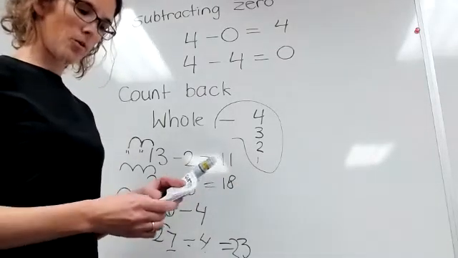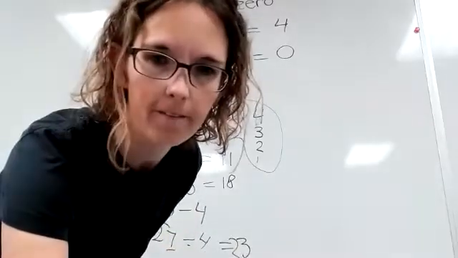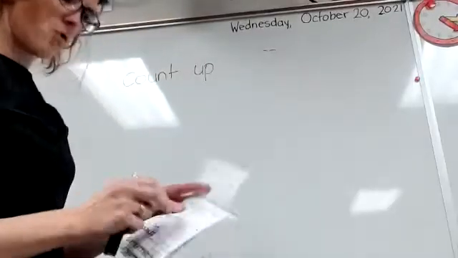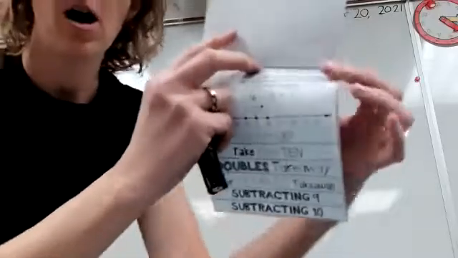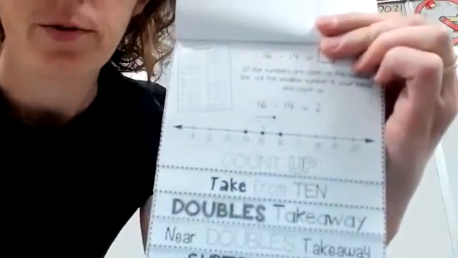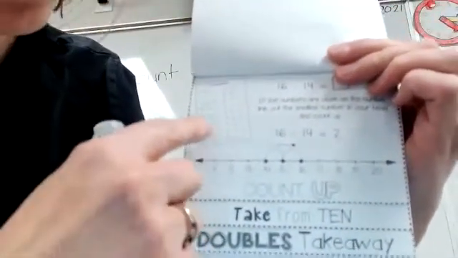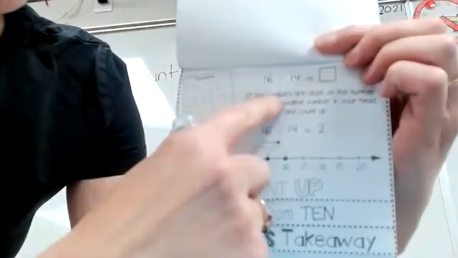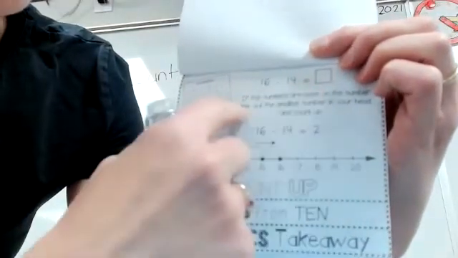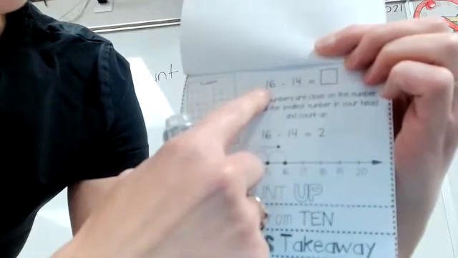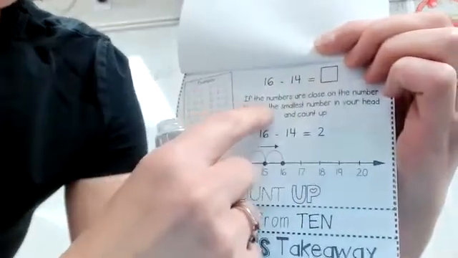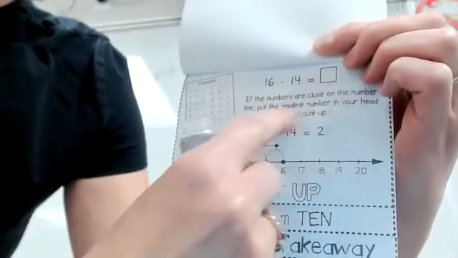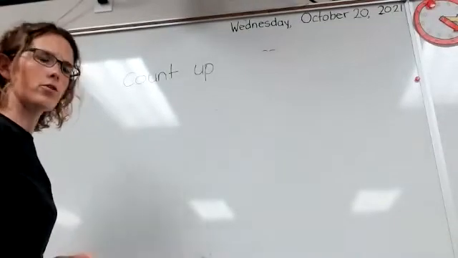I'm going to clear my board before we do the next strategy. Okay. It says count up. And it's really important that you understand what it's talking about here. If the numbers are close on the number line, so your minuend and your subtrahend, they're actually pretty close. Put the smallest number in your head and count up. Now let me show you that with an obvious one.